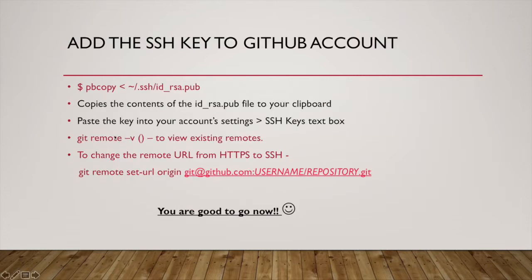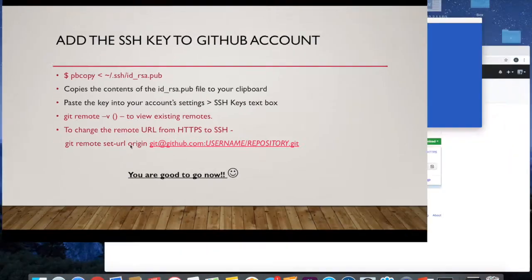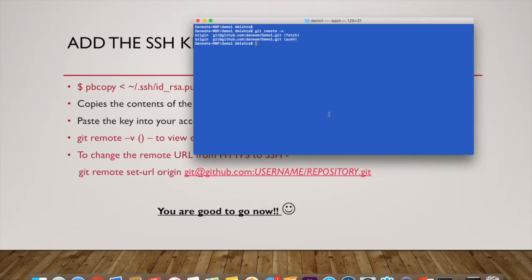If you're following this tutorial and end up using HTTPS, and then you want to go to SSH, then you need to use these two commands. First is git remote -v to verify, and then git remote set-url origin to change from HTTPS to SSH. Once you have done that, it becomes really easy to change any file and commit.